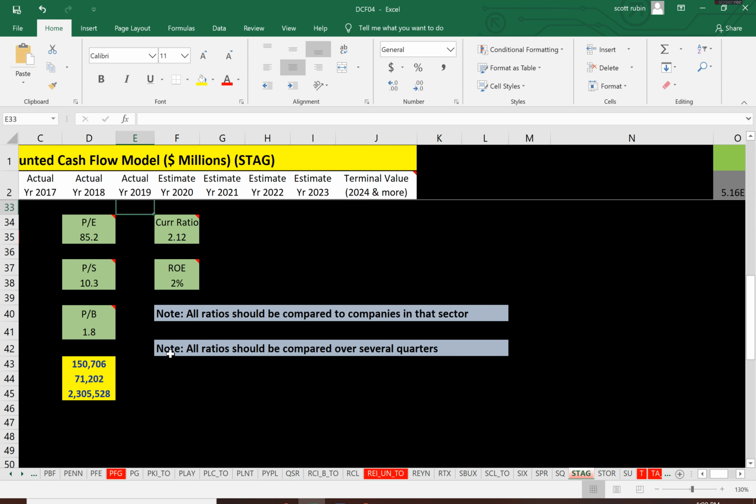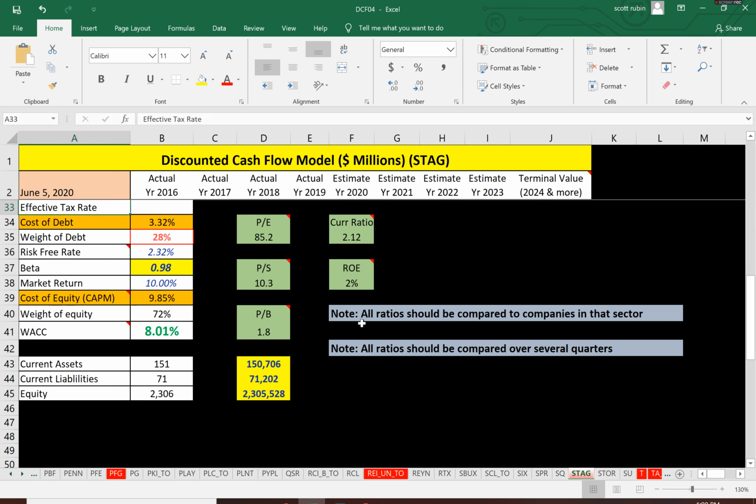But when looking at ratios, the great thing about ratios is it puts all the companies at an even level. Just because a company is a $1 billion company compared to a $1 million company, that doesn't mean the $1 billion company is better. It might be a better investment, it might be a worse investment, but the ratios kind of equalize things. So compare ratios to similar companies in your sector.